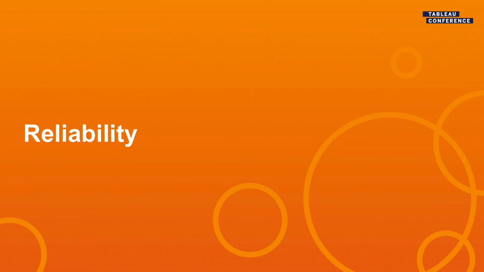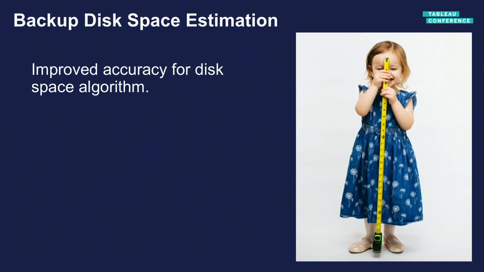The first and most important category to server administrators is reliability. Most of all, you want TSM to just work. The first feature we've made in this category is backup disk space estimation. We've always had a disk space check for backup, but it was about as accurate as a toddler measuring themselves. So we looked into improving this algorithm, and now we reach out to each of our stateful services to gather information about precisely how much space we need to back up.